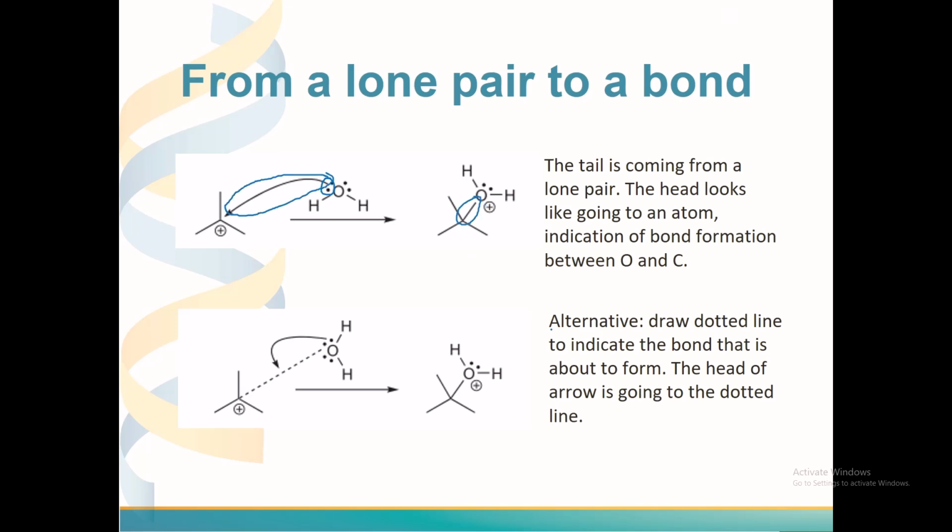Alternatively, you could also draw a dotted line to indicate the bond that is about to form. The head of the arrow goes to the dotted line. So instead of drawing the arrow to the atom, you could form this dotted line between the carbon and the oxygen, and then the electrons are drawn as if moving towards the dotted line. As you can see, the result is the same here and here.